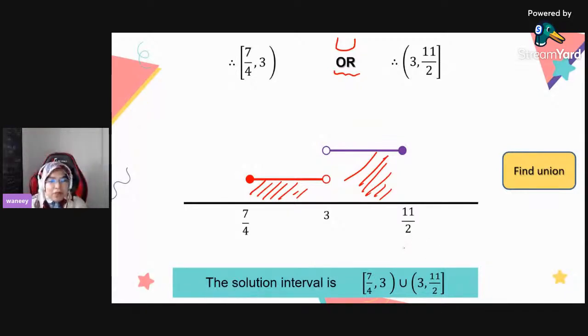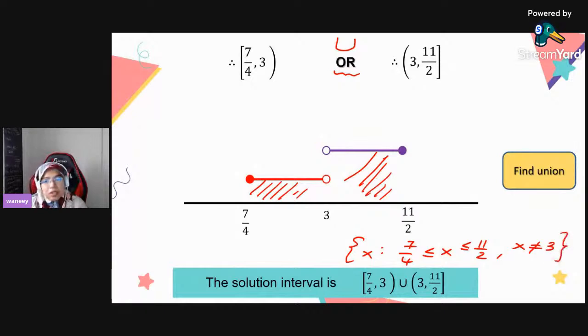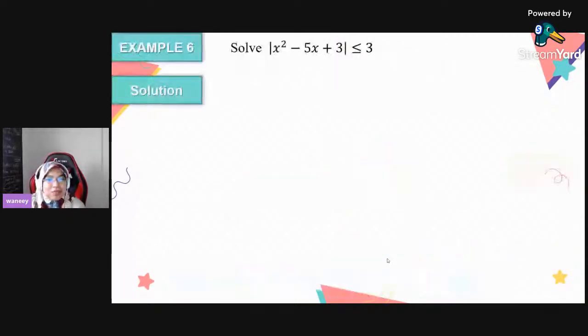So we need to use a square bracket. Or if you want to use the set notation, x such that 7 over 4 less than or equal to x less than or equal to 11 over 2, but then x cannot be equal to 3. So that is the set notation. Set notation, solution interval. Okay, one more and then we are good. We finish absolute value. One more to go.